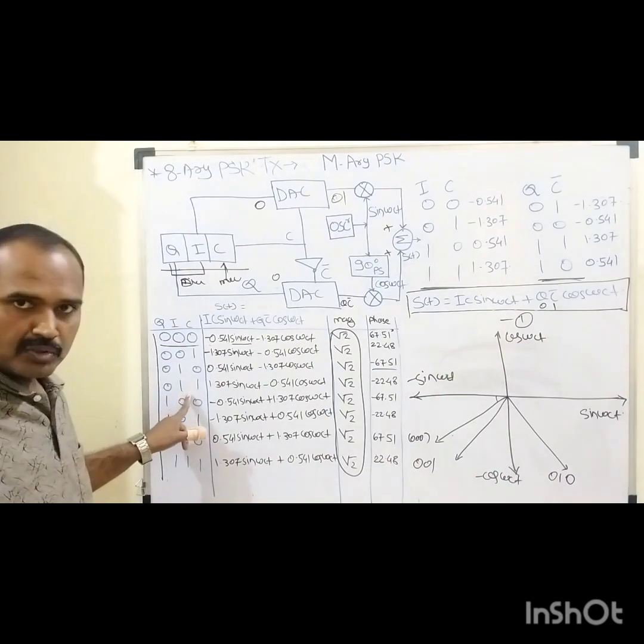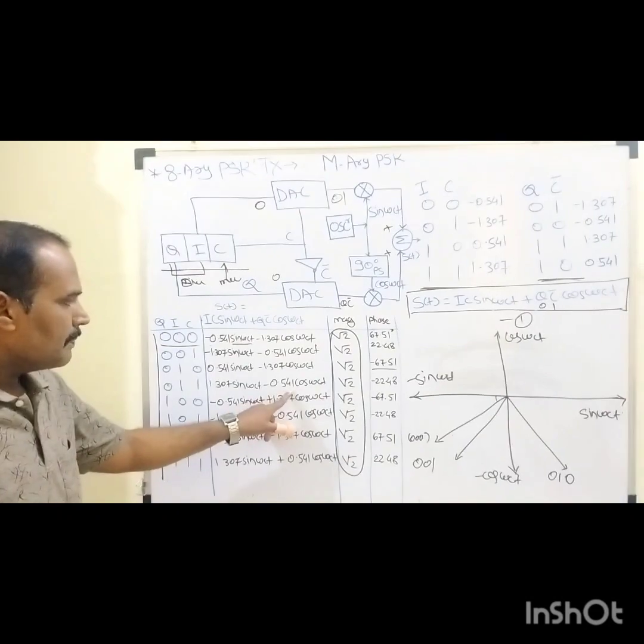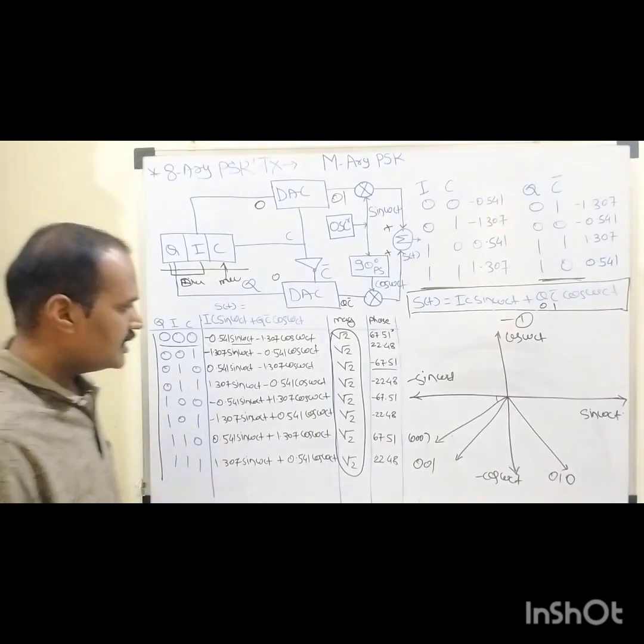Similarly, within the fourth symbol also we need to look at the same quadrant, because sine is positive and cos is negative. So which symbol is being represented?